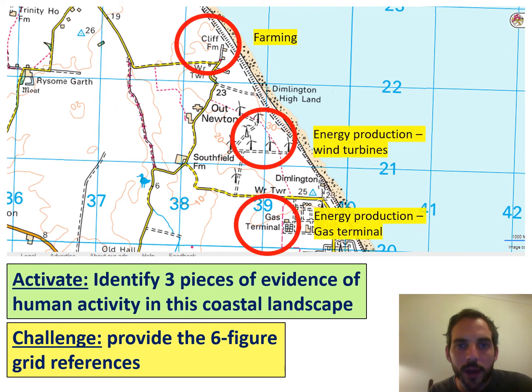And the answers, we have a farm in the north, we have wind turbines for energy production, and then we've also got a gas terminal in the south. You could have also said, I suppose, that we've got some houses, possibly a small settlement there, maybe a village. There was also a farm up there, and that's pretty much it. And there was also a farm down here.